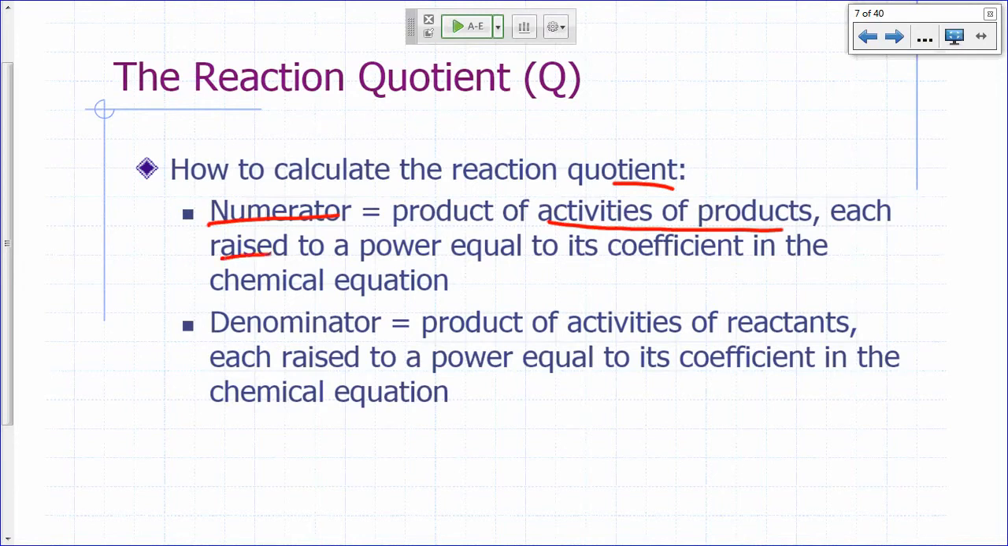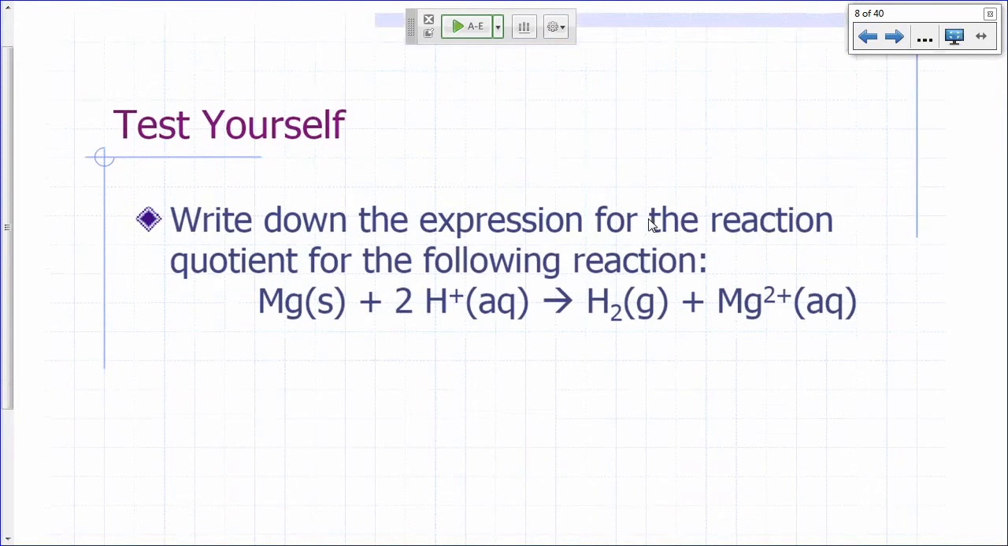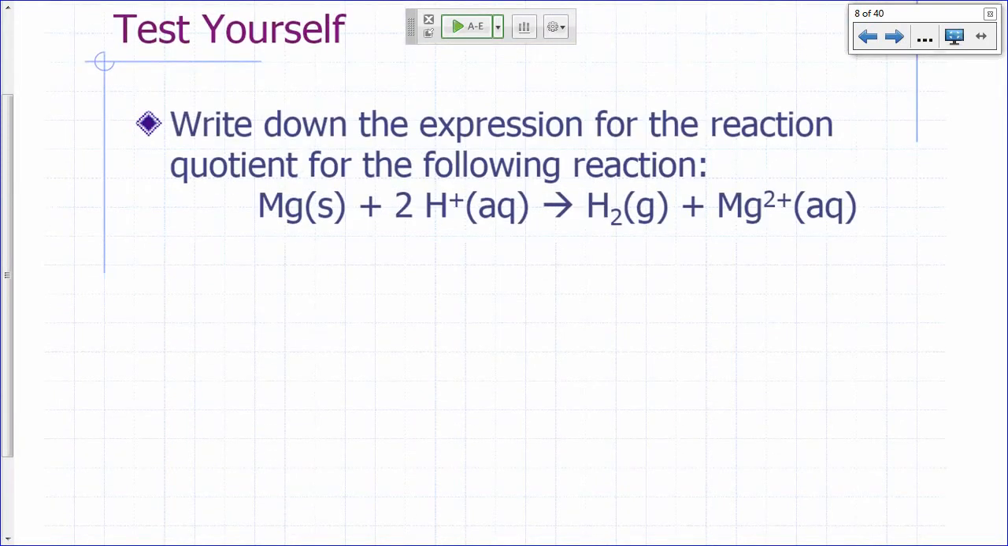But you have to raise each activity to a power equal to its coefficient in the chemical equation. You do the same thing for the denominator, except in the denominator you do it for the reactants. So, in other words, the reaction quotient is some quantity based on the activities of the products divided by a quantity based on the activities of the reactants. Let's illustrate that with this example right here. What would be the reaction quotient for this reaction?